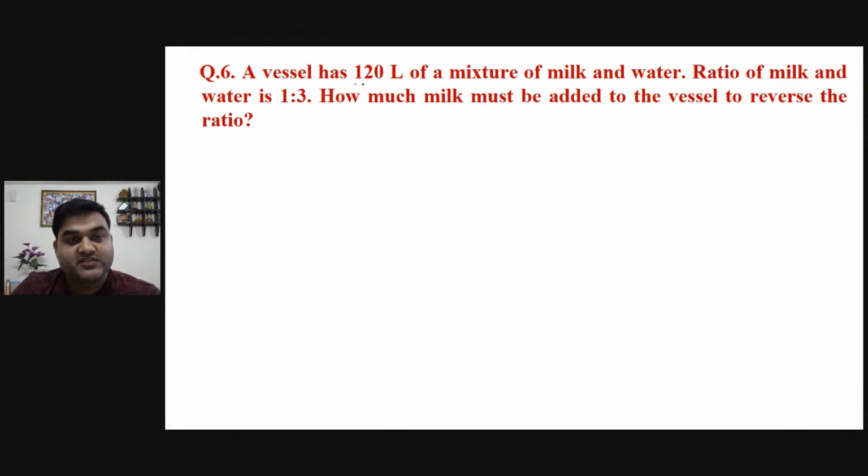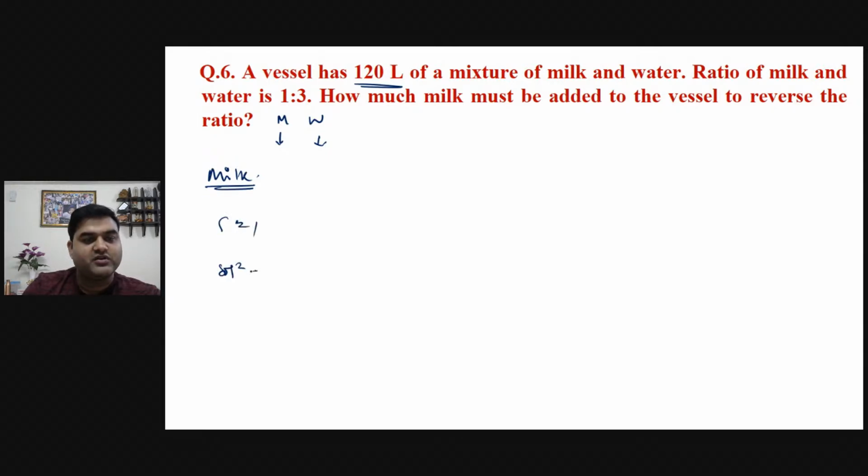The question is: a vessel has 120 liters of a mixture of milk and water. The ratio of milk and water is given as 1:3. So this is milk and this is water, and the ratio is 1:3. Write milk here, water here. We are considering milk. In the sum, you should write solution 1 and solution 2.